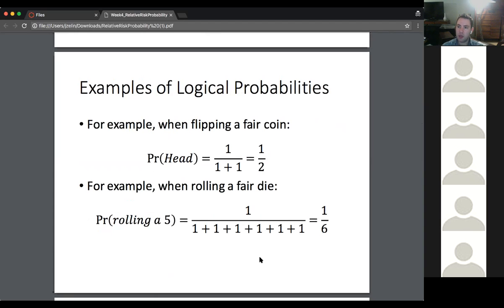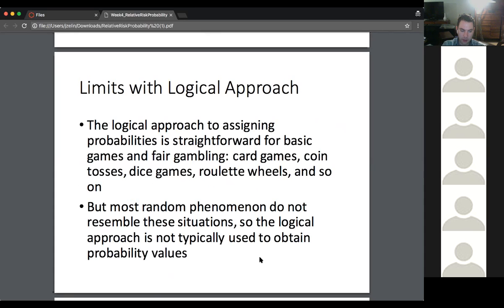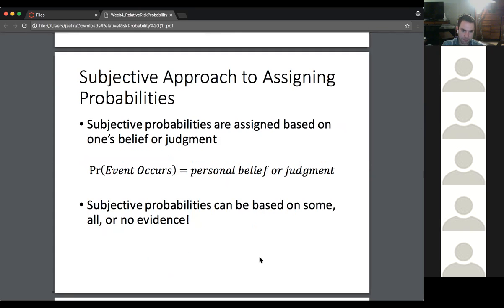So we can use this for casino games, like rolling a dice. There's 6 sides to a fair dice, so the probability of rolling any given side is 1/6. Flipping a coin, we have 1/2. There's a 50-50 chance of landing on heads or tails. The limitation of this is it's really for straightforward basic games and fair gambling. Most random phenomena do not fit in this logical approach. So unfortunately you're only able to use it in limited situations.